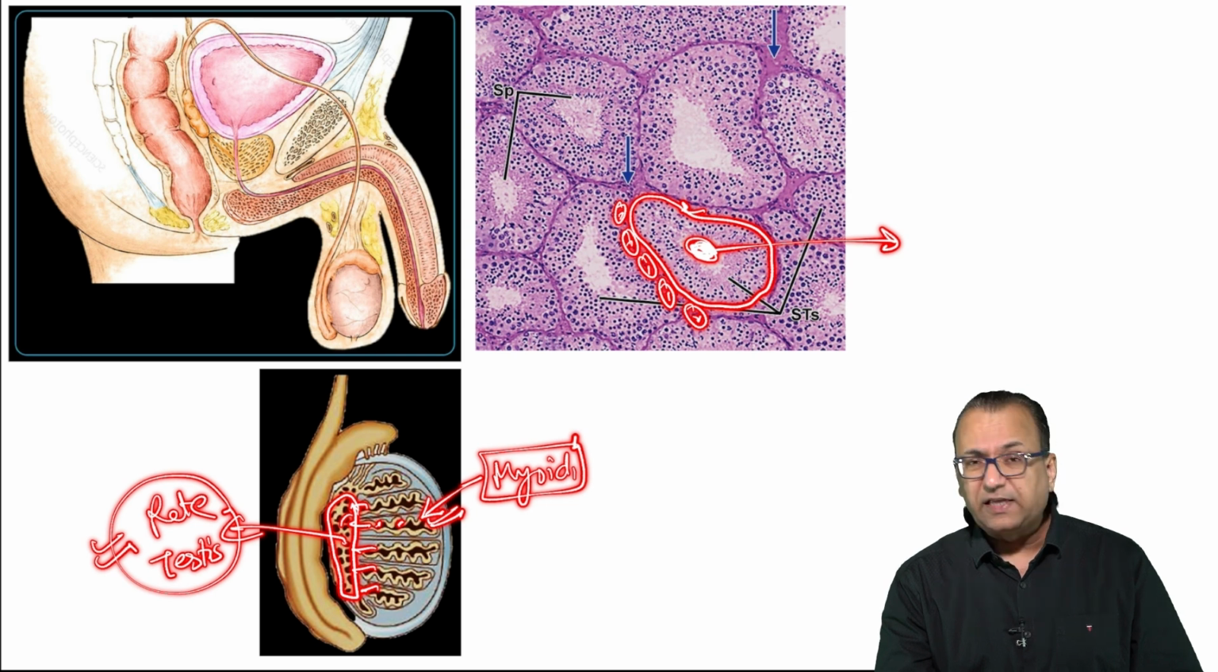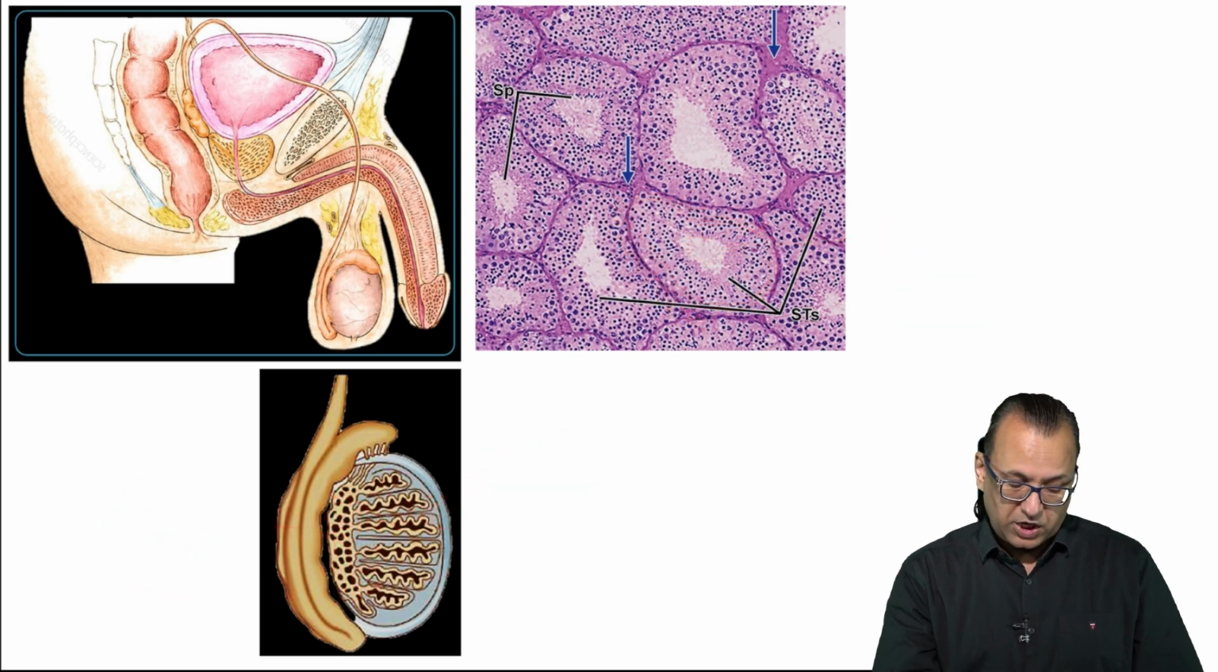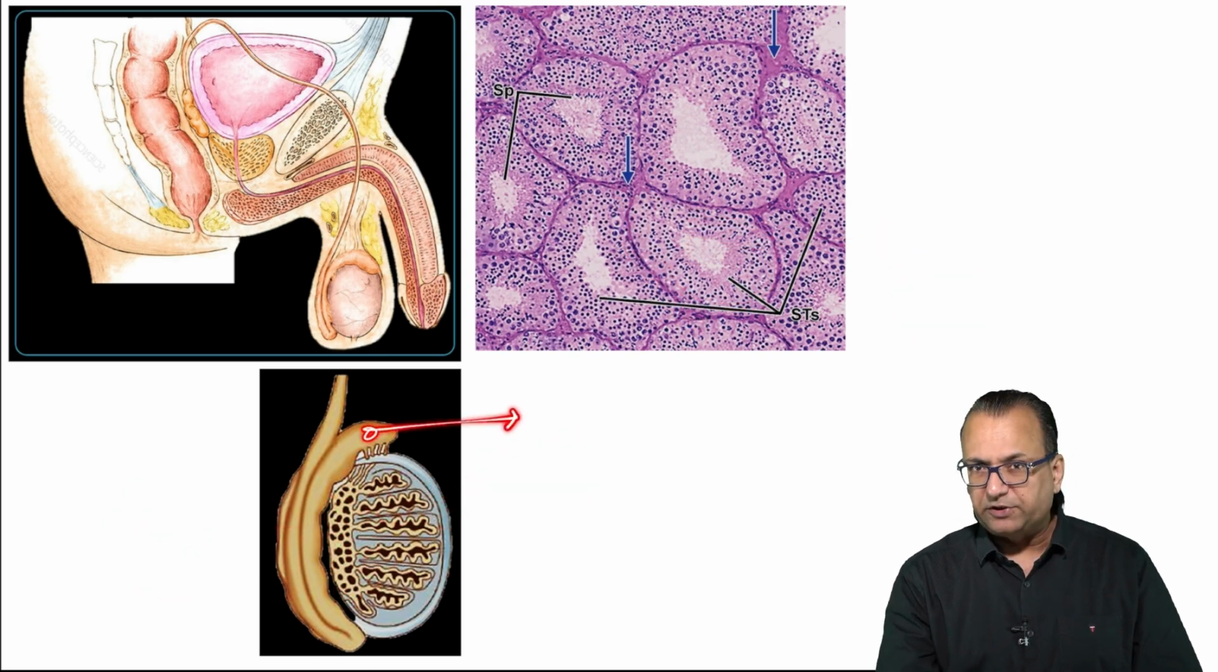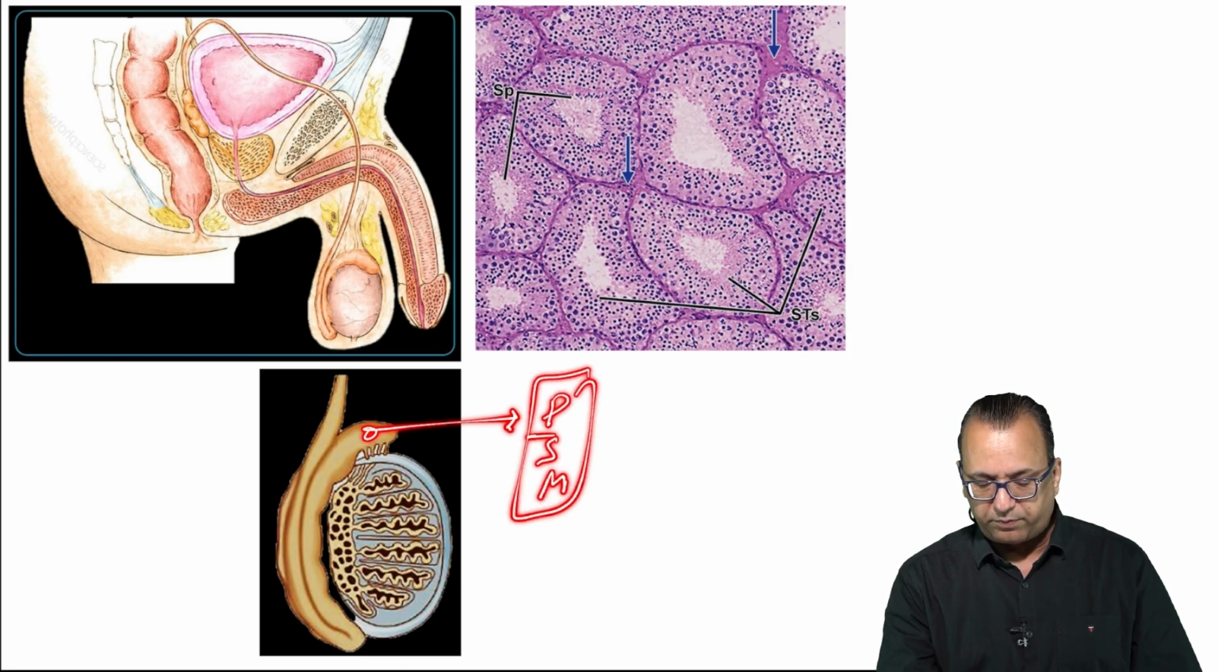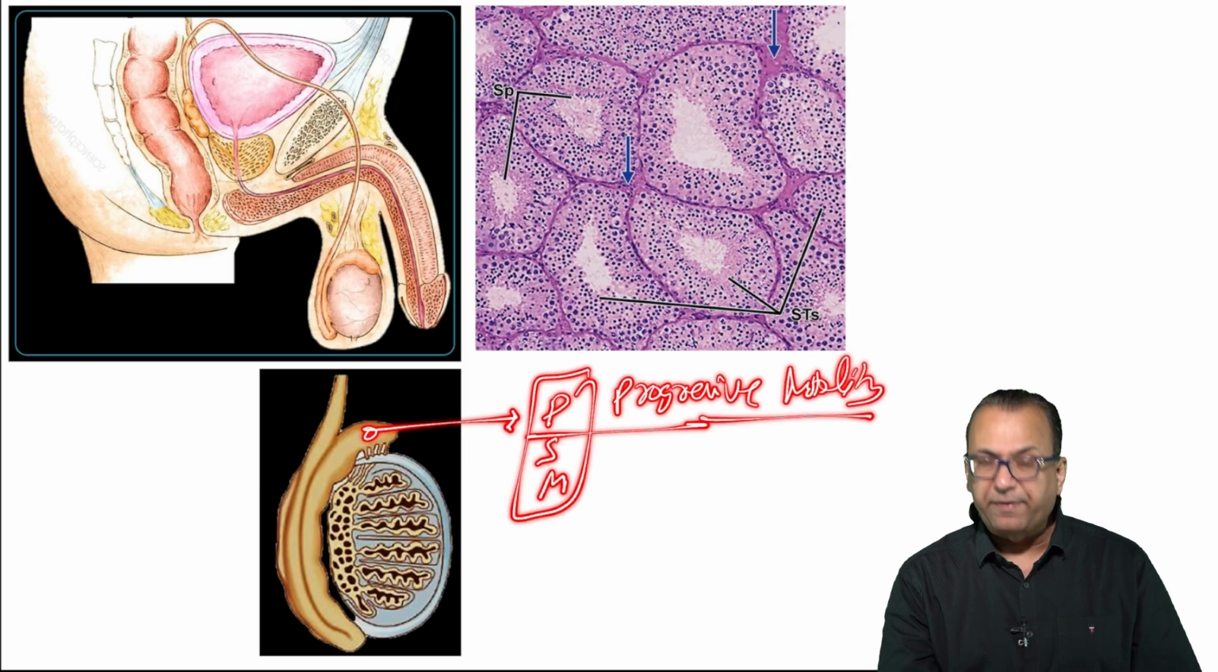Now why are the sperms themselves not moving? Because they already have tail. Maybe the sperms are having tail here in the lumen, but they are not yet motile. Remember, in the epididymis they gain progressive motility, so they gain P for progressive motility. So sperms are getting progressive motility in the epididymis.